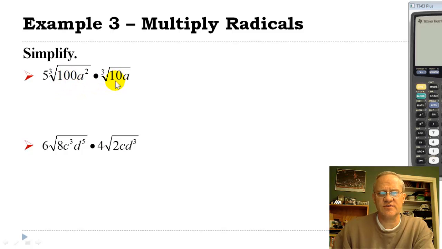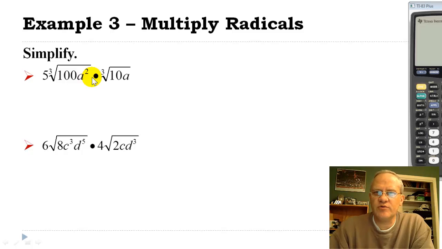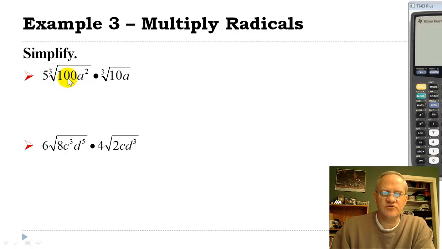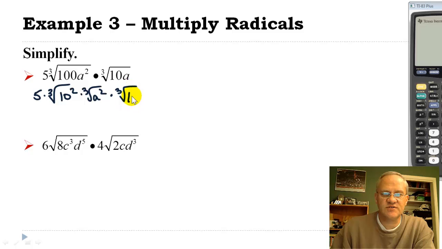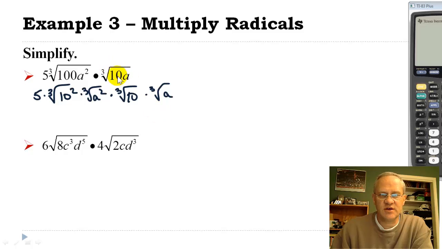Sometimes it's easier to break things down or think about this a little differently. Remember what I did on that last example with the 9? We've got the cubed root of 100 and the cubed root of 10. Well, the 100, you go, hey, 100 is 10 times 10, or 10 squared, isn't it? So here's what I've got. I got 5 times the cubed root of 10 squared times the cubed root of a squared. Well, then we're going to multiply all that times the cubed root of 10 times the cubed root of a. So I broke both these down.